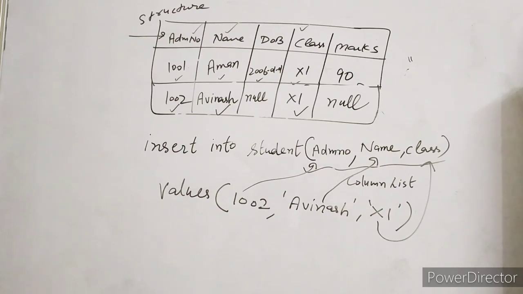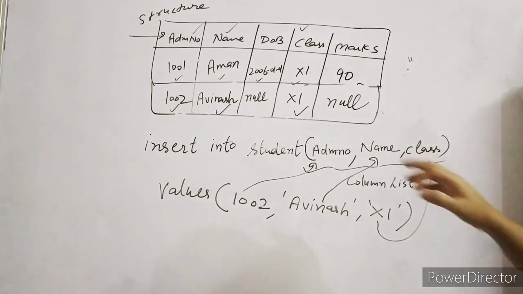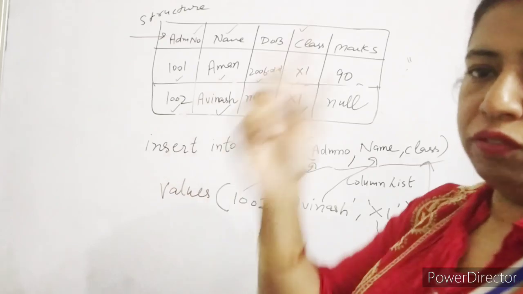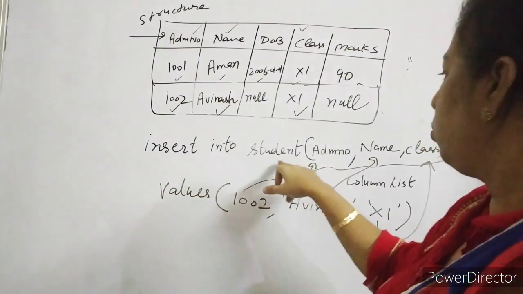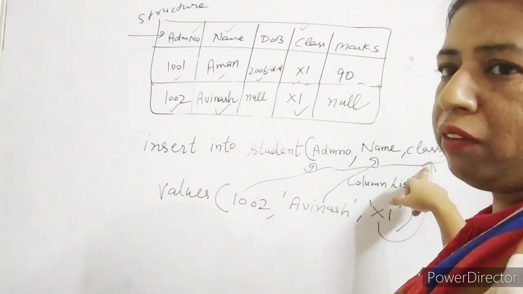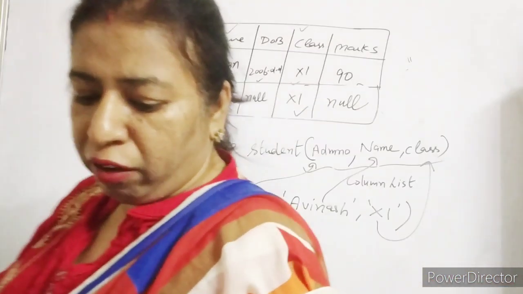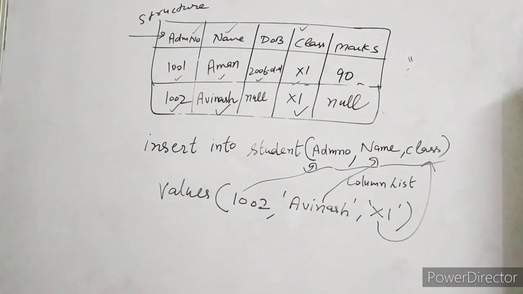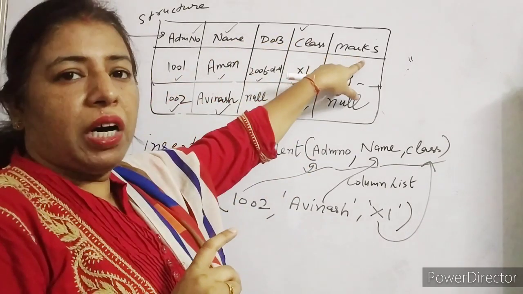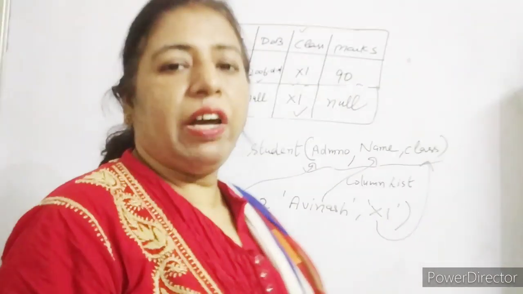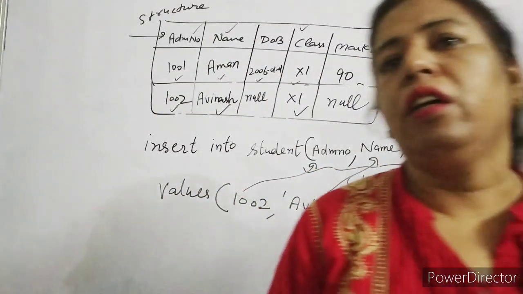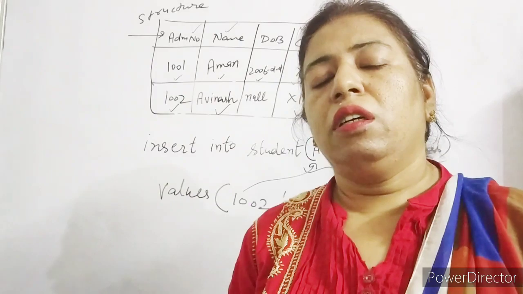First is insert into student values. Write all the values in the bracket, as many as the columns in the table. Second variation is insert into student values, and write null where you want to write null. Third variation is insert into student, write the names of the columns where you want to insert the value, then write values and put the values. It means two columns I have missed in this command: DOB and marks. So automatically the null value will be inserted in the DOB and marks. Clear?